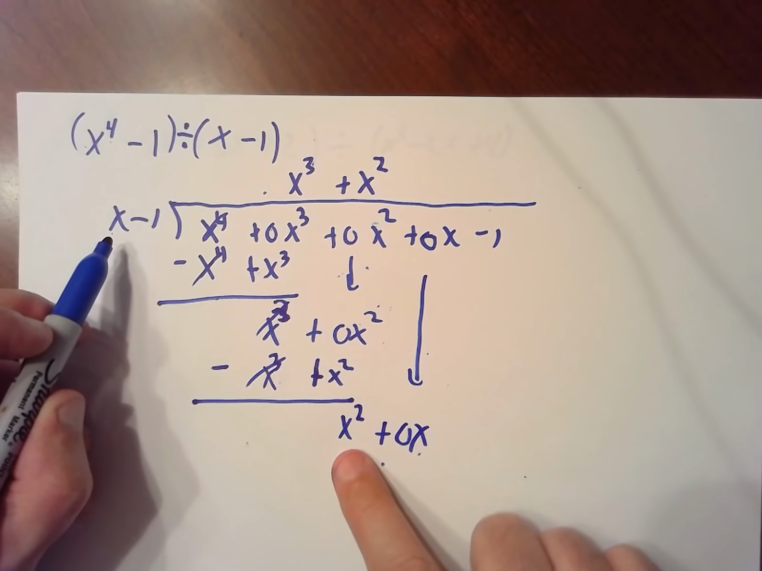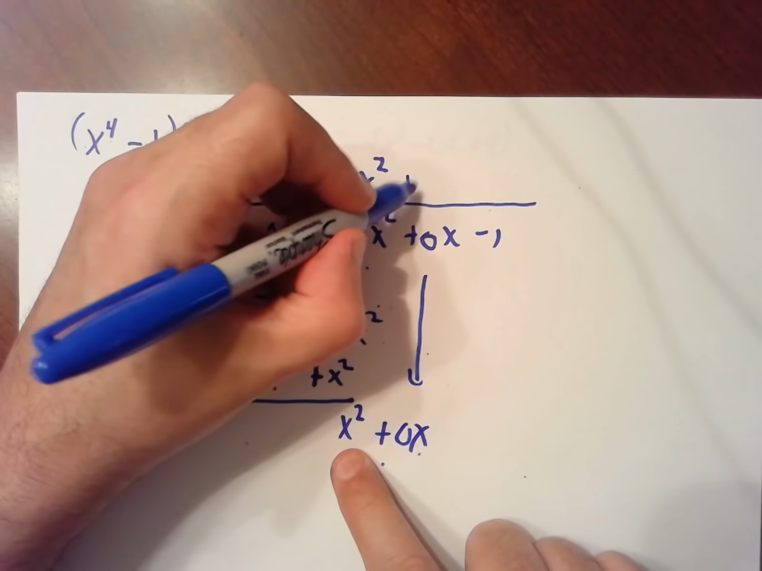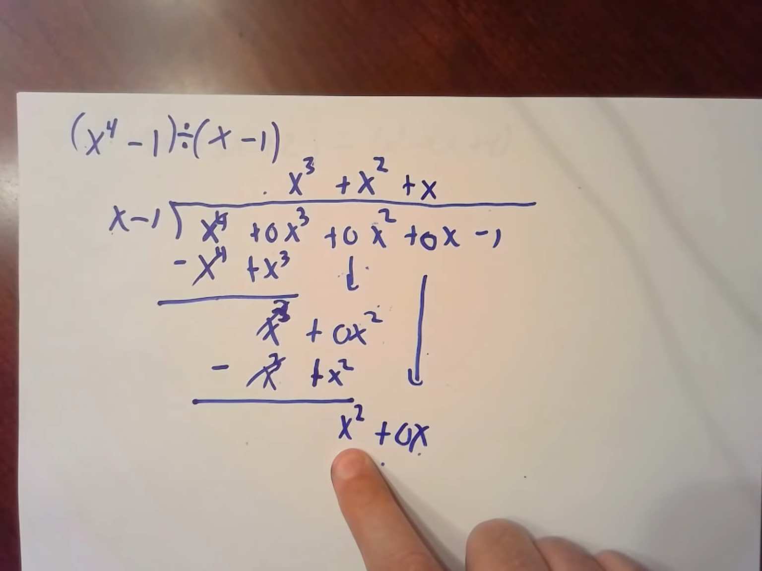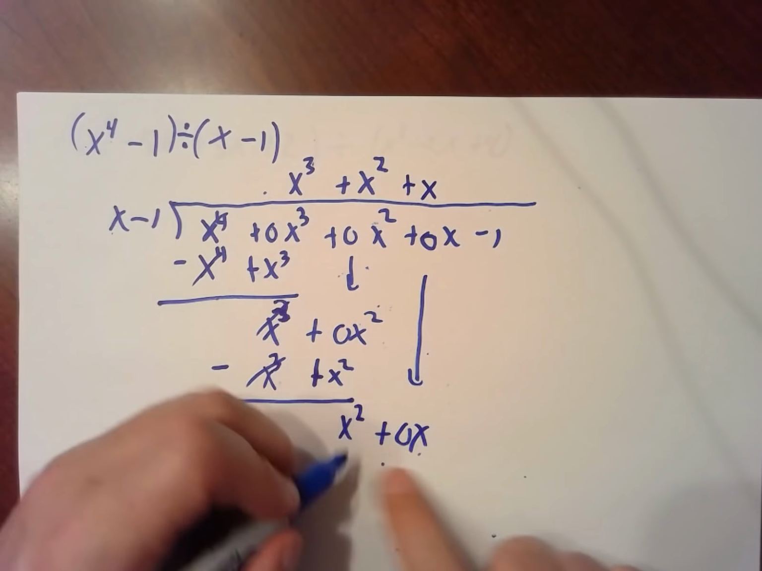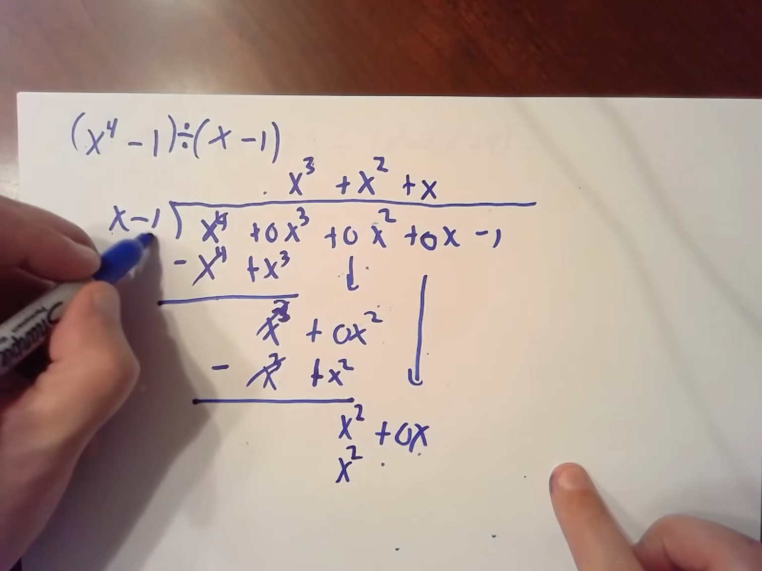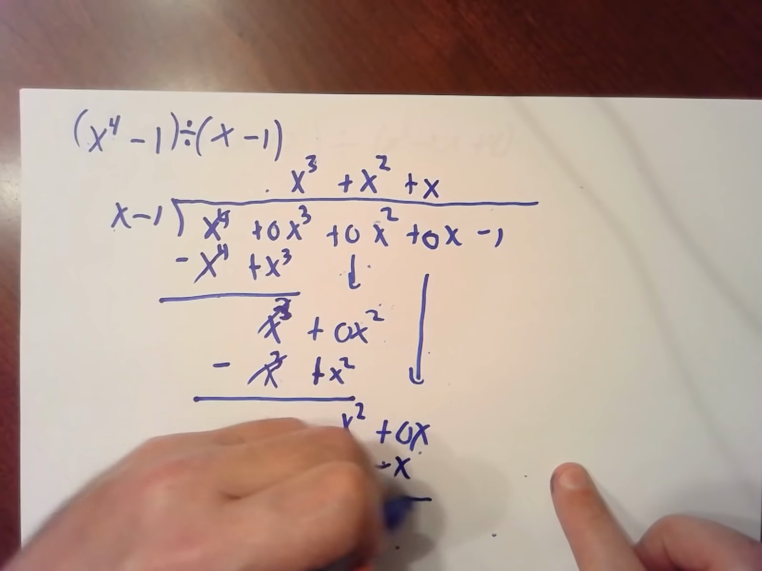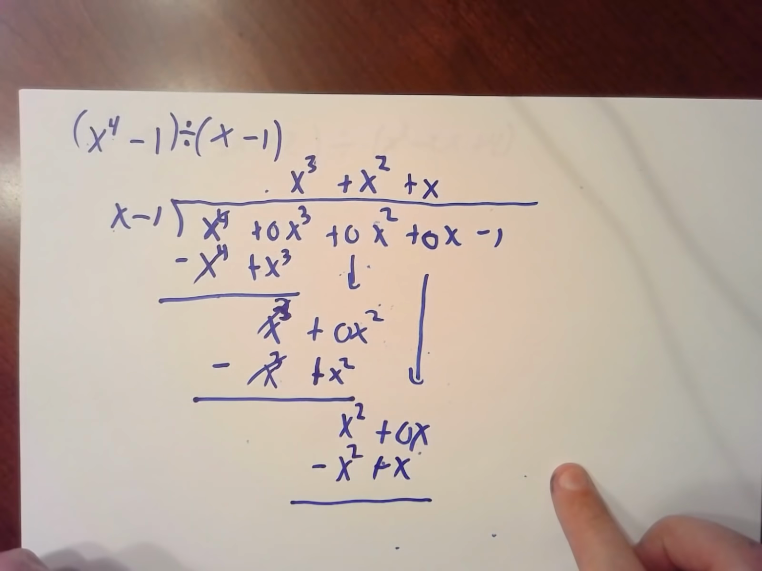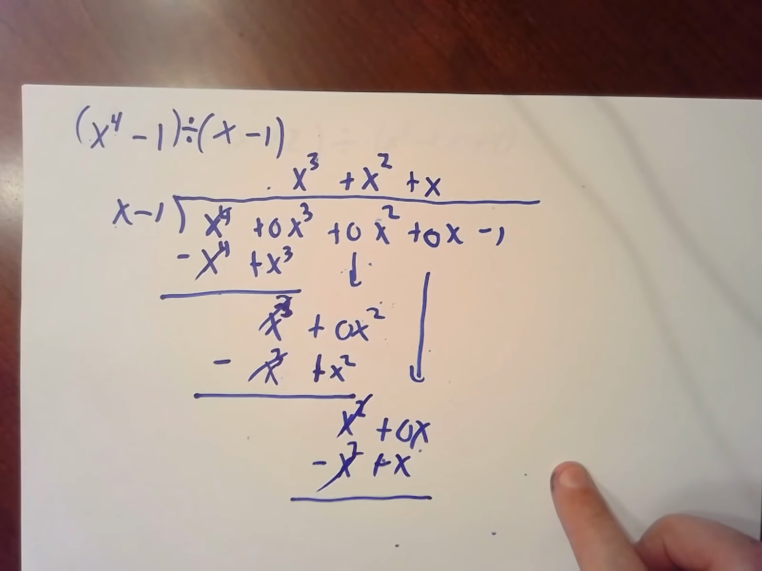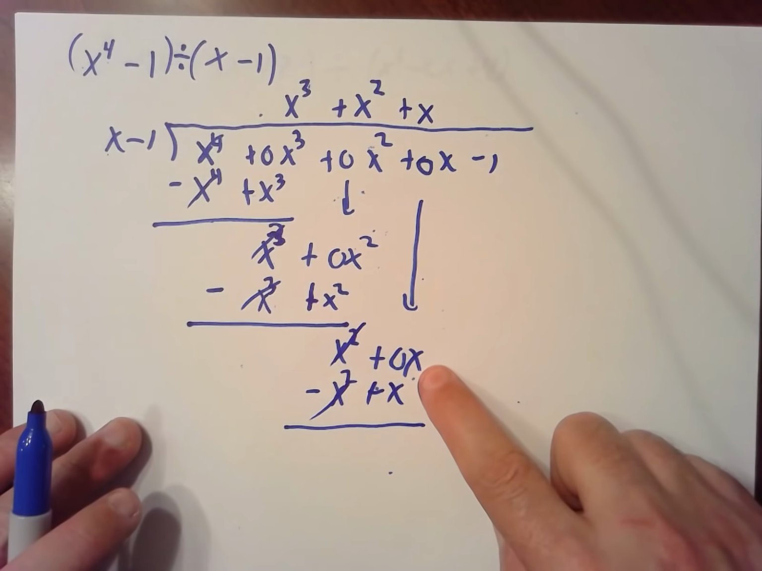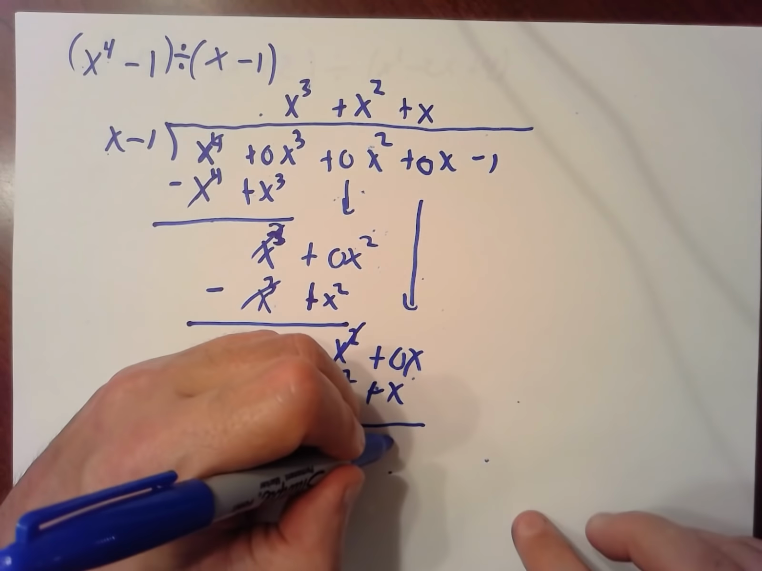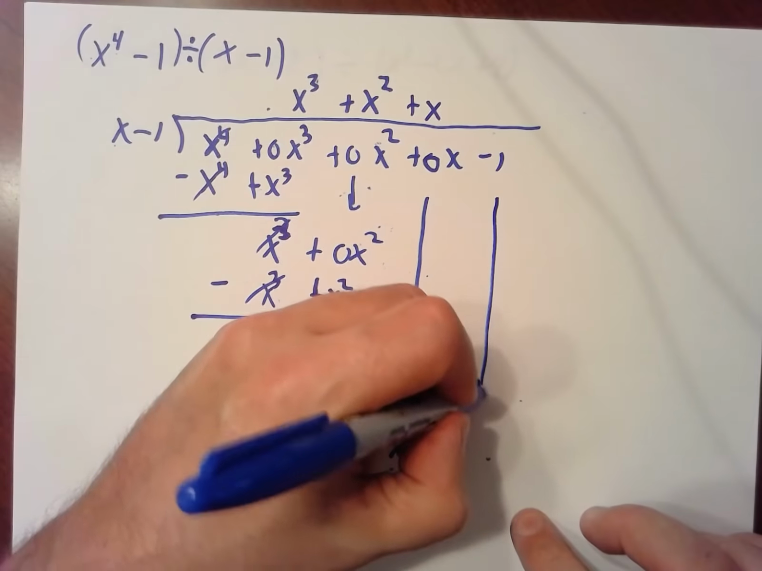X times what is x squared? That would be x. Distribute. X times x is x squared. X times negative 1 is negative x. Draw the line. Change the signs. These two cancel. 0x's plus 1x is 1x. Bring down the next guy.